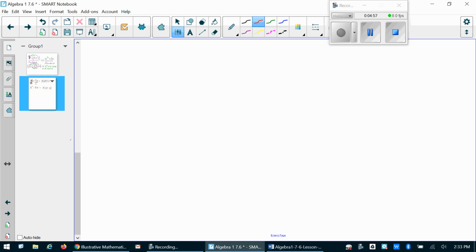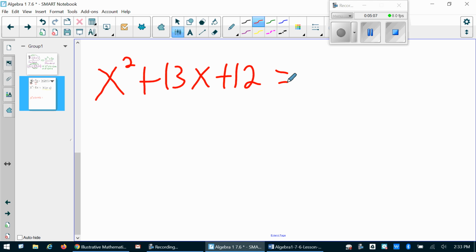Please look at the problem that says x squared plus 13x plus 12. Your directions are to factor. The difference between the first two problems we just did and this one is this number right here. There's a constant on the end. That changes things. I can pull out an x from this piece and this piece, but I cannot from this piece because there's no x there. So our strategy has to change because of that. And this is what our strategy is going to be.